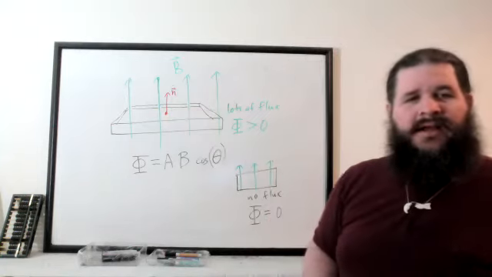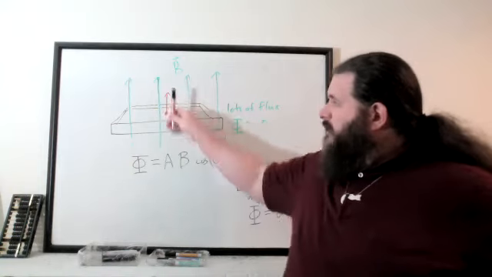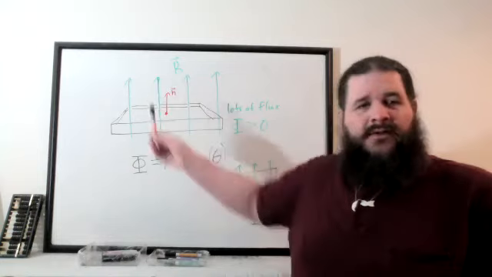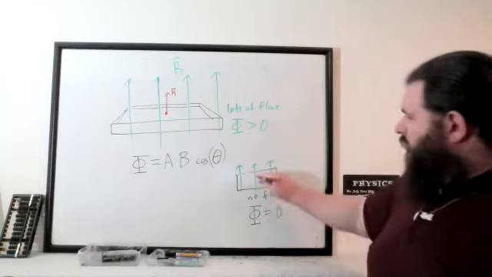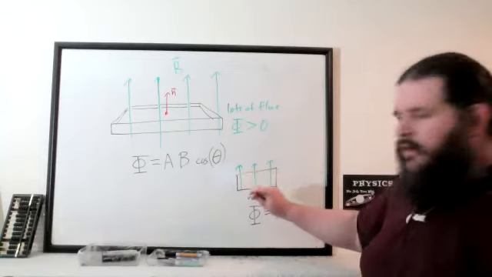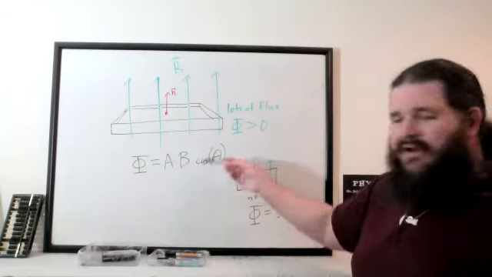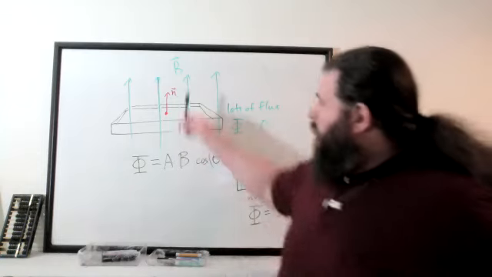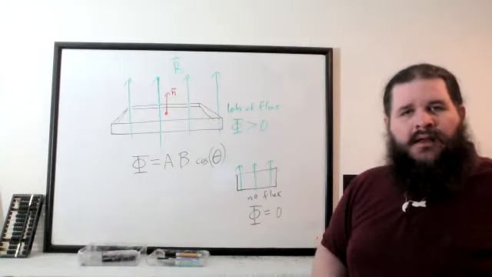The size of it doesn't really matter. We just need to establish a direction. Theta is the angle between the normal vector and the magnetic field. So in this case, since the normal vector and the magnetic field are in the same direction, theta would be 0. In this case, the normal vector would be straight out of the board, so the angle between this normal vector and this magnetic field would be 90. Cosine of 90 is 0, so no flux. But that's the angle we're talking about, the angle between the normal vector to the surface and the magnetic field vector. Any questions on that definition so far?